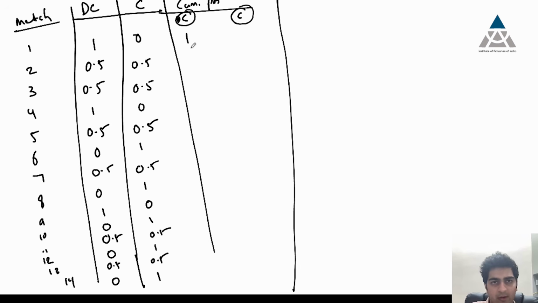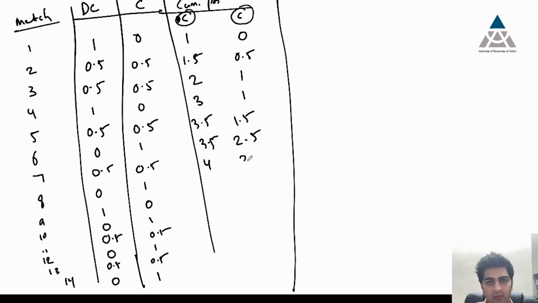So after the first game, the defending champion had 1 point, the challenger had 0. After the second game, it was 1.5, 0.5. Third game, it was 2 and 1. So just adding those points, right? After the fourth game, this was 3 and 1. So the defending champion had a very good lead at this point. After the fifth game, it was 3.5, 1.5. Then finally, the challenger won his first game in the tournament, so 3.5 to 2.5.